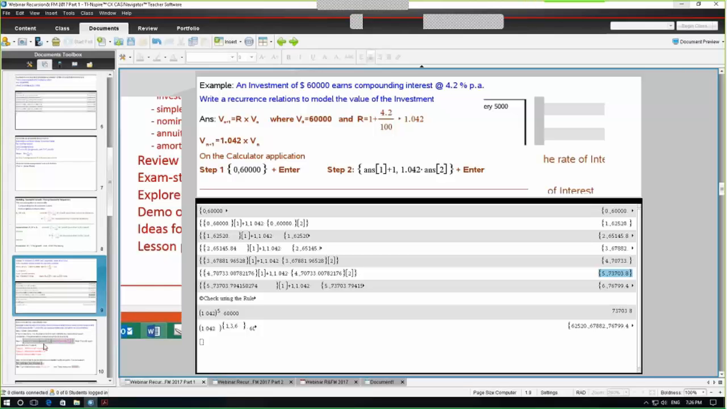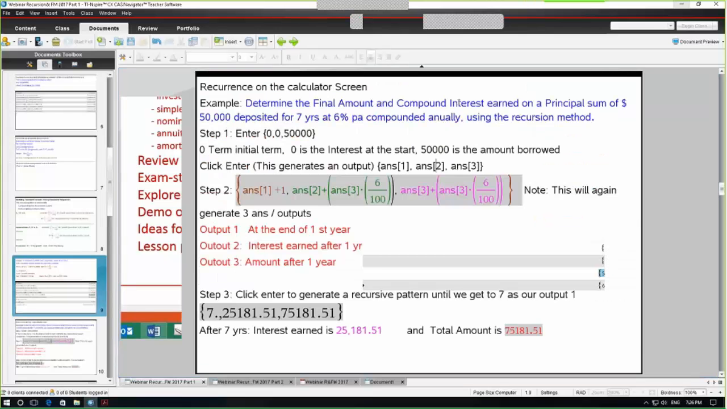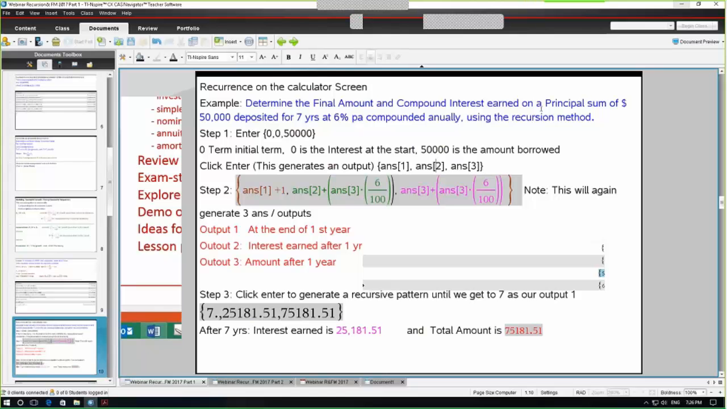So that's showing recursion on the calculator screen. Now you will see in this particular example, I've used actually 3 terms, so 0, 0, and 50,000. It says determine the final amount and compound interest earned on a principal sum of 50,000. So that's the principal sum deposited for 7 years at 6% per annum compounded annually.